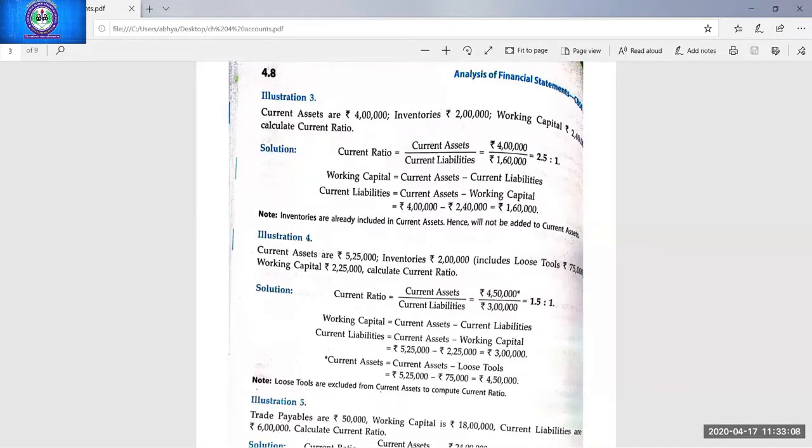Okay, now the next question. If you are not able to see, I am dictating the question, write it out fast. Trade payables 50,000, TP, you can write TP 50,000, working capital 18 lakh, current liabilities 6 lakh. Calculate the current ratio. Find out fast.